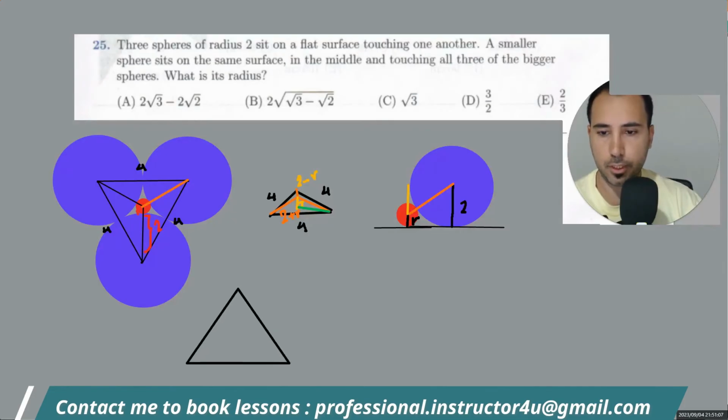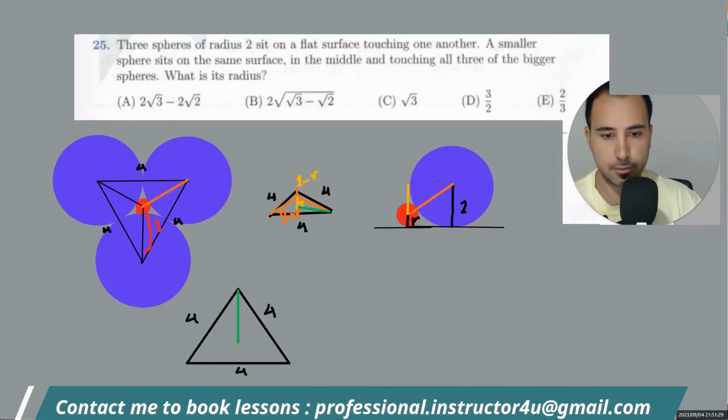Okay, now each one is 4. Let me make this one black. 4, 4, 4. So from here to here, now we need to find this. This is the green line that we need, from any of the vertices all the way to the centroid. Okay, we're going to need this.